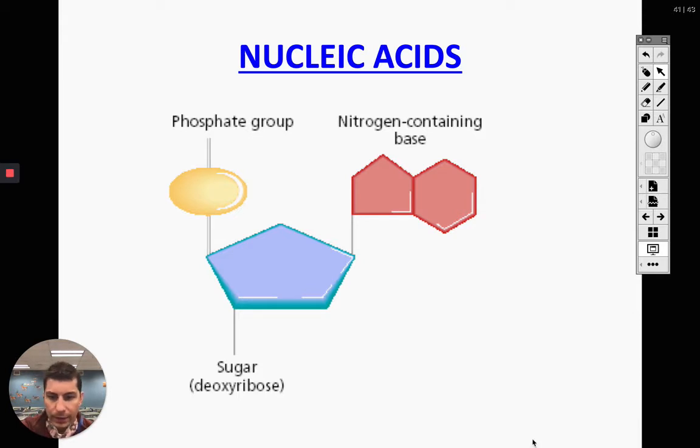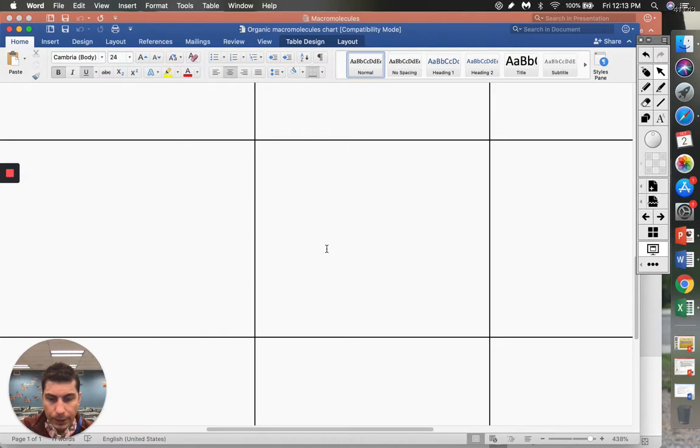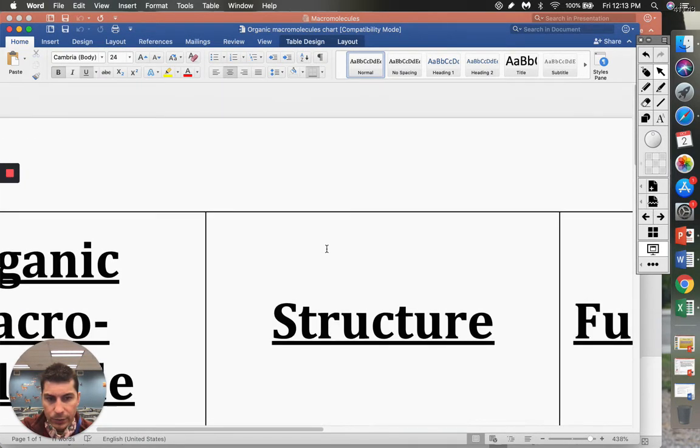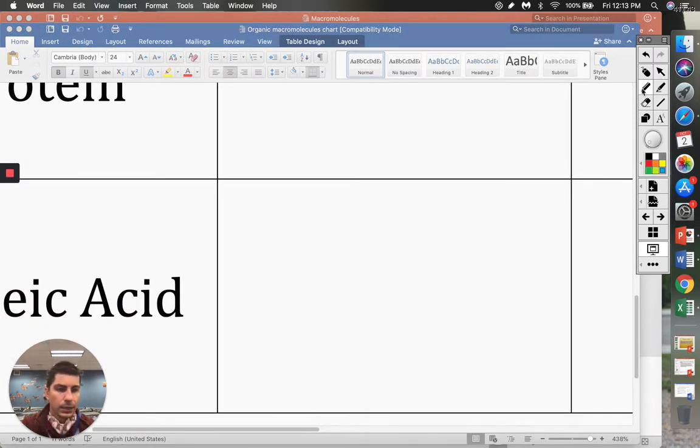So let me draw it out for you guys on our lovely chart here. So we're going to start with nucleic acids. We are going to do our structure of nucleic acids. So let's get it going. So for a structure, we're going to have 3 different parts. We are going to have a circle. That's going to be our phosphate group.